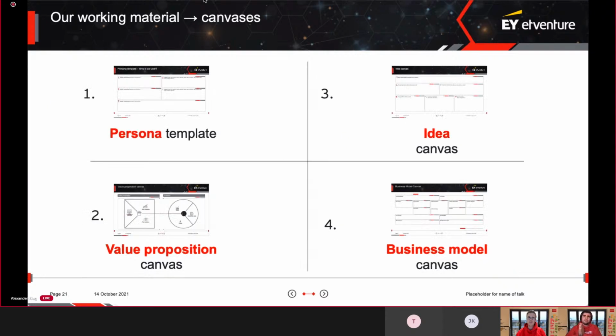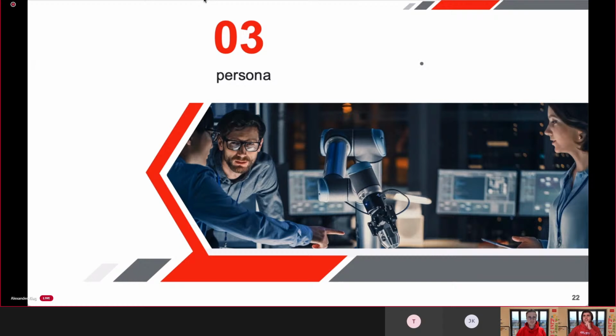We have kind of working materials which we will provide you in the end of this session. We have kind of templates which helps us to structure our process. We have the persona template. We have the value proposition canvas, we have an idea canvas, and we have as well a business model canvas. And to go into that deeper and to explain how the canvases are, I maybe now hand over to Philip. Yes, thank you, Alex.